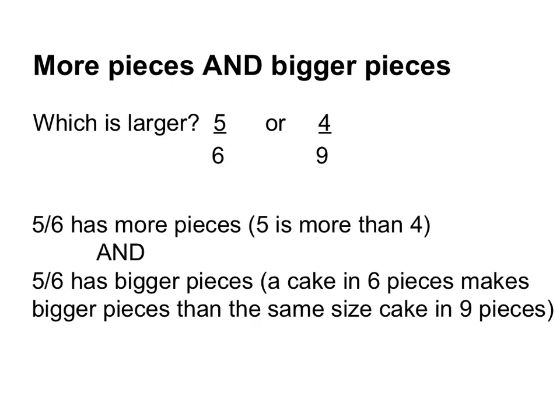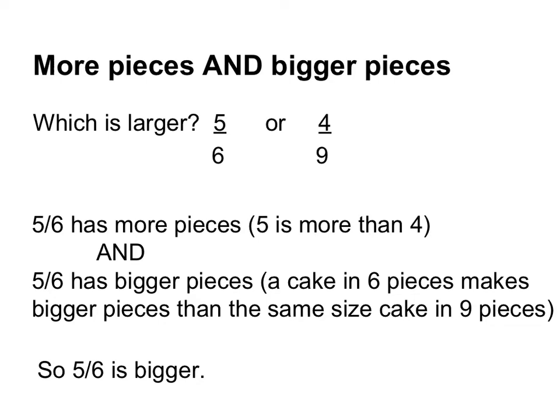5/6 has more pieces: 5 pieces selected versus 4 pieces selected. And 5/6 has bigger pieces. That's what we just talked about. A cake that has 6 pieces in it makes for bigger pieces. So 5/6 has more pieces and those pieces are bigger. Putting those together, having both of those things be true, tells us that 5/6 is larger than 4/9.